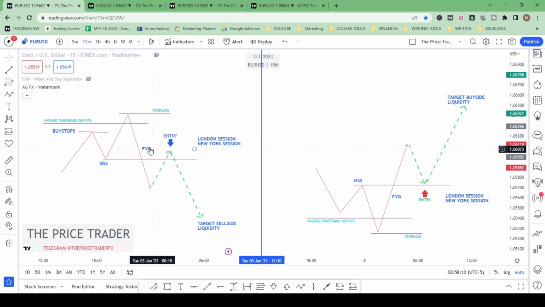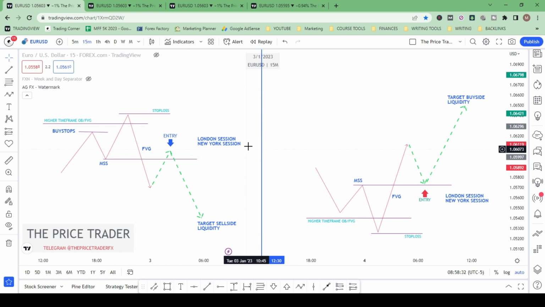But typically I like to use the fair value gap because it's the clearest. It's so clear, it's just there. So you use that, and once it hits that fair value gap, that's your entry. So you take that entry. But guys, it's not just an entry that you take just because the market has come to the fair value gap.